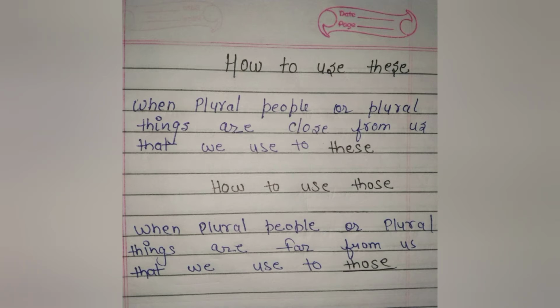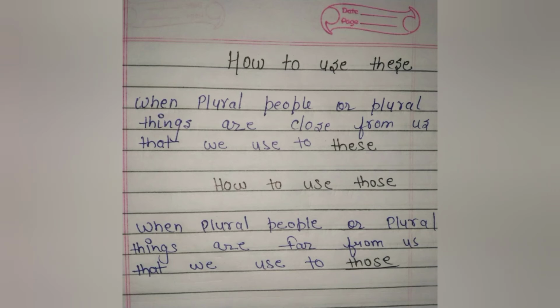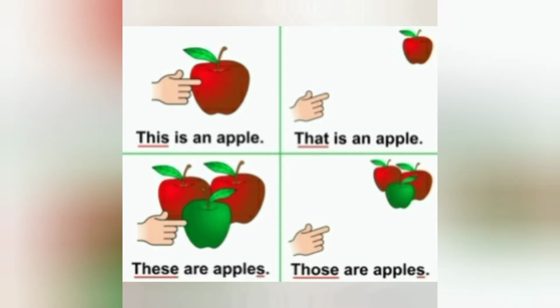How to use those? When plural people and plural things are far from us, we use those. Similarly, plural people and plural things far from us means distance, so we can use those.